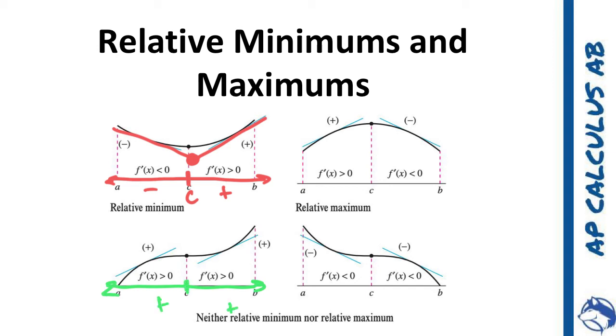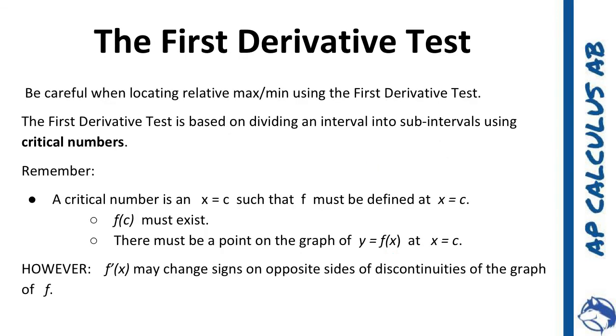So when this is plus and plus, like we had before, this just keeps going up. So it doesn't ever reach a relative max or min at that point. So be careful when locating these relative max and min using the first derivative test.